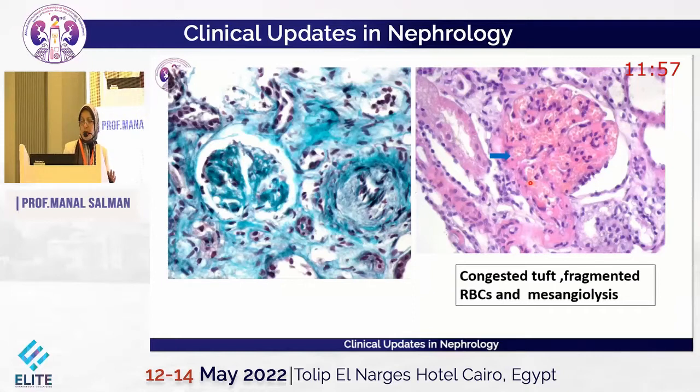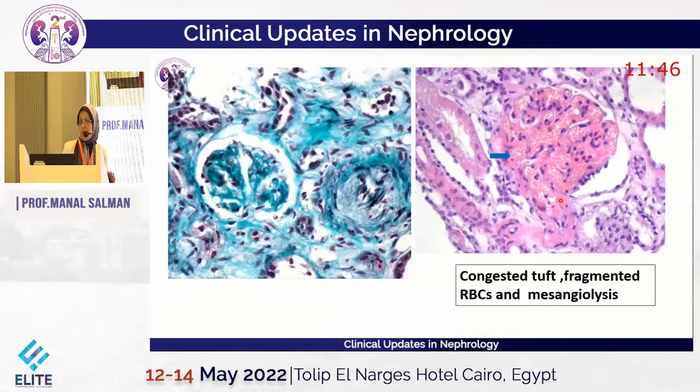This was another case, the glomerulus above. This is a semithin section stained with toluidine blue. And here we can see thickening and splitting of capillary walls. And this glomerulus shows segmental fibrinoid necrosis, and this arteriole shows a luminal thrombus.